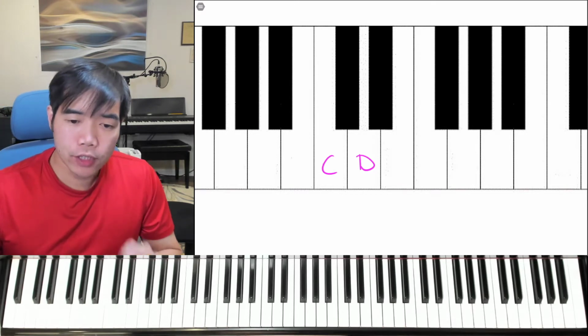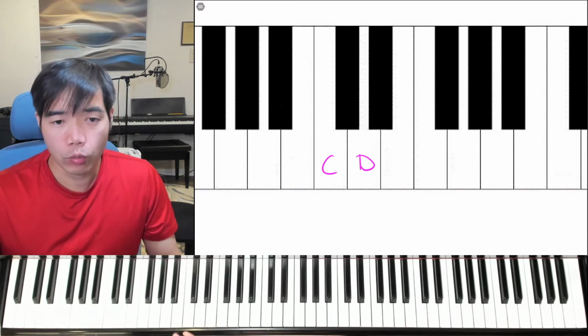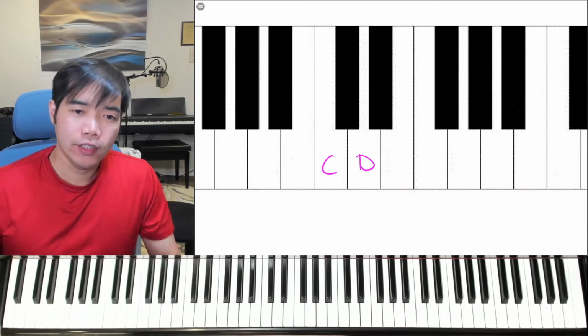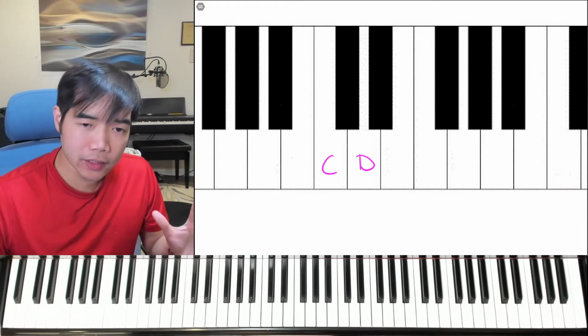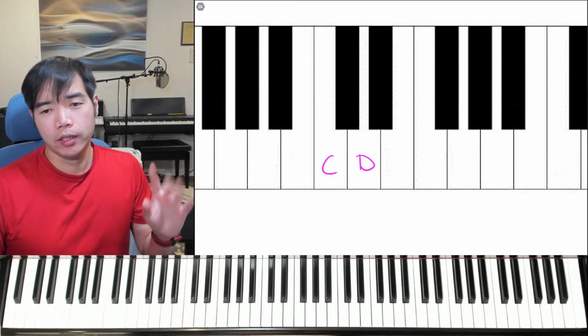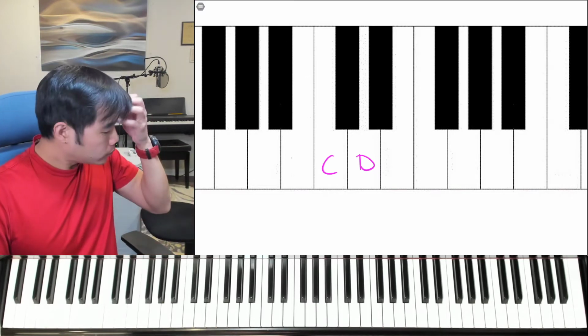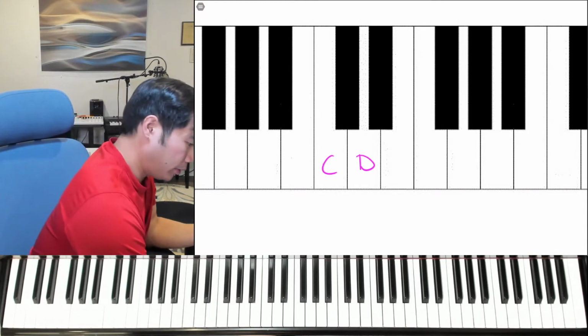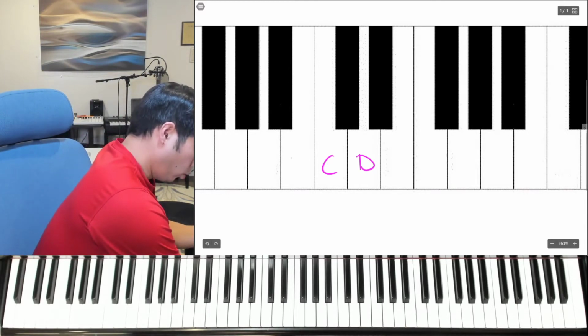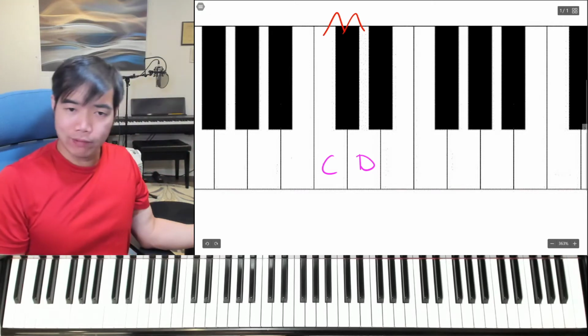Now, if you haven't checked out the Interval Basics 2 video where we talked about the half step and whole step, check that video out before this one. But if you already understand the difference between a half step and a whole step, you're good to go. How many half steps are between C and D? Let's count them. 1, 2. 2 half steps.